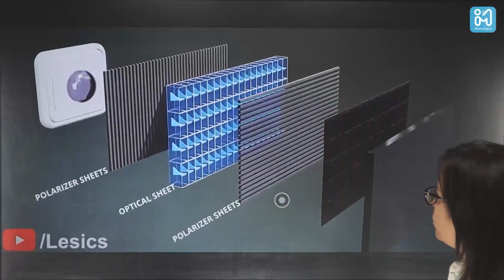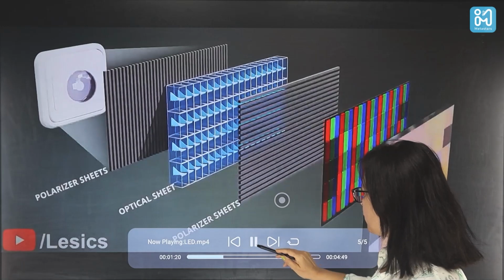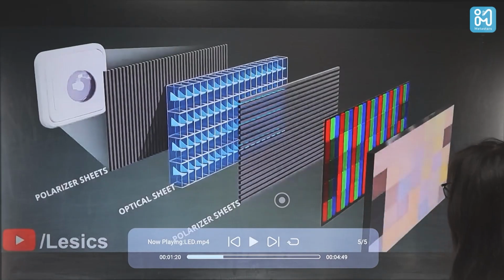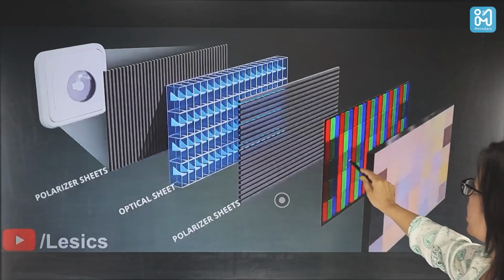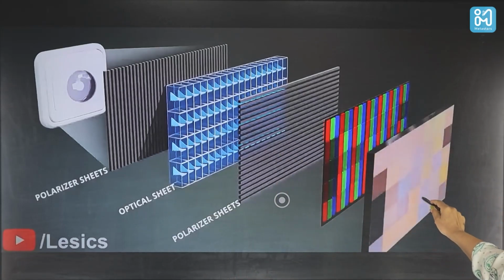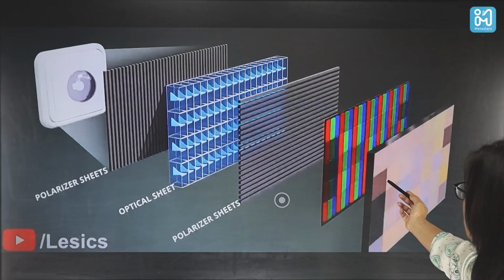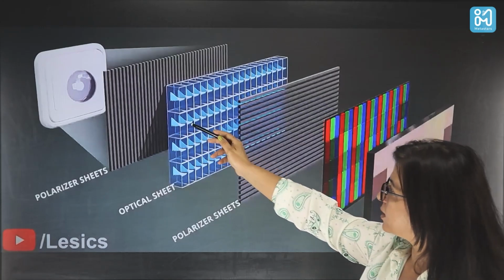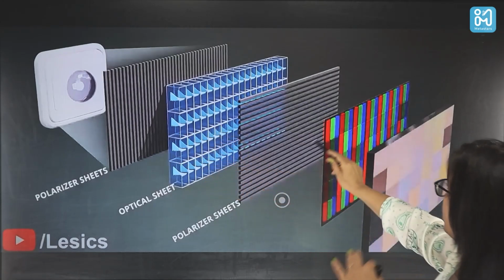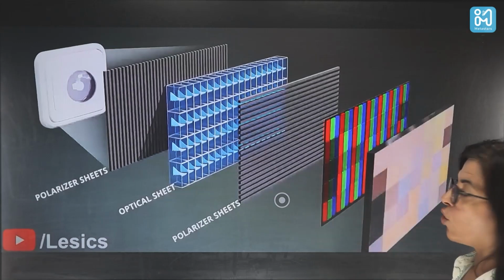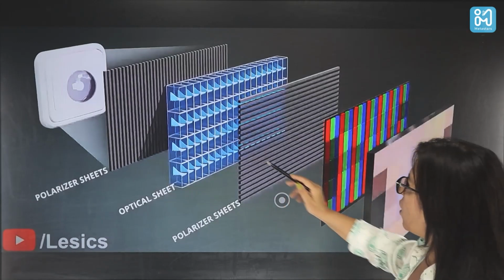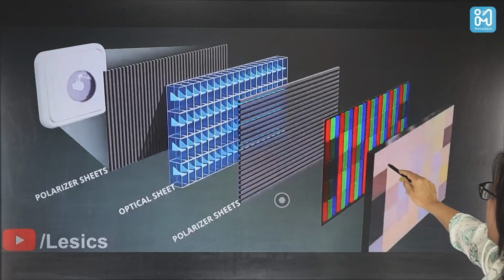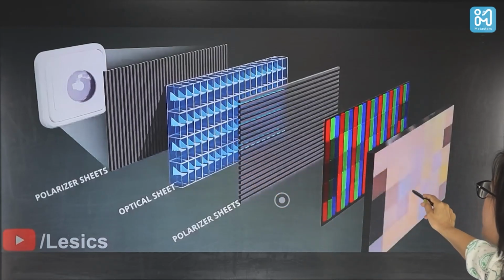This is the backlight, the LED, this is the color filter, and this is the screen that we can see. If it is on, it goes through all colors, so it will be white. If it is off, there is no light here, so it will be black.